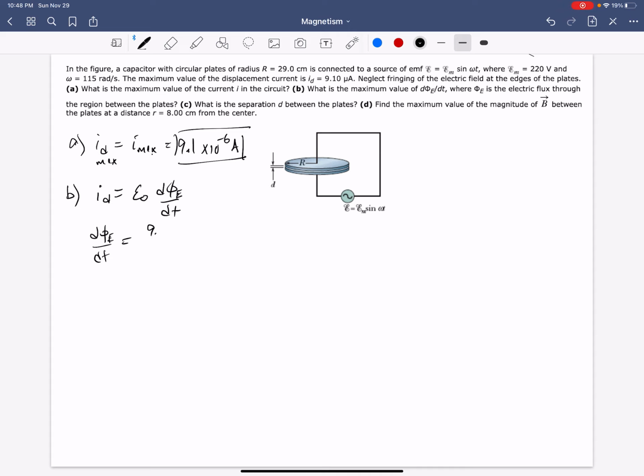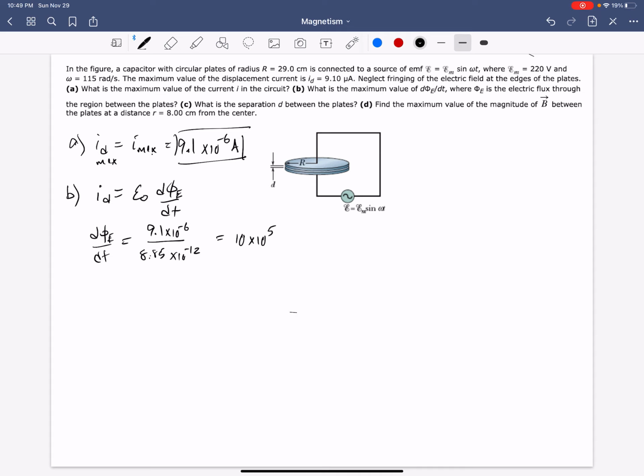So let's see, that's the 9.1 times 10 to the minus 6. Epsilon naught has a magnitude of 8.85 times 10 to the minus 12, I believe. And this gives us roughly, let's see here, a value of 10 times 10 to the 5th.